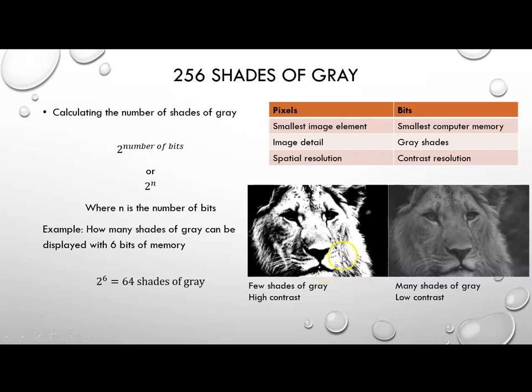So in these pictures on the left, we have very few shades of gray. It's high contrast. We don't need so many bits. On the right, we have many shades of gray, and it becomes what we call a low contrast image. Okay.